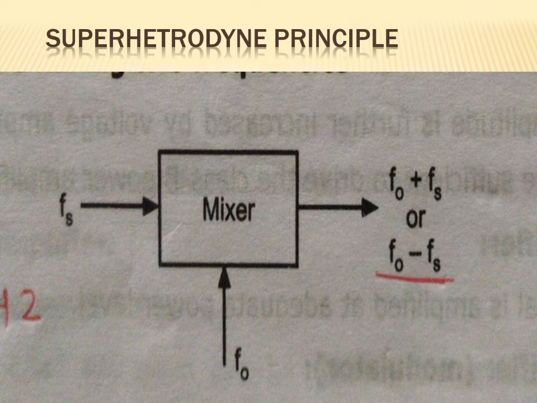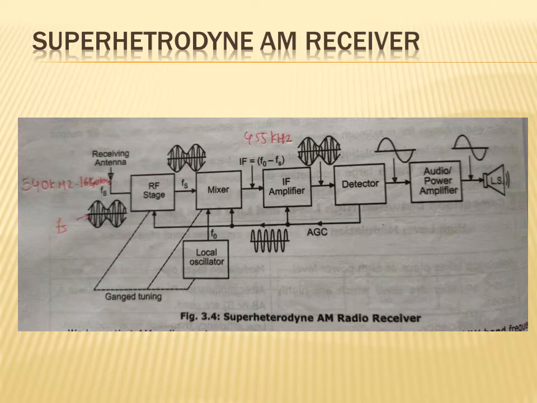Okay, so we will see the next point. The next point is the superheterodyne AM receiver. In this we are using different blocks like RF stage, mixer, IF amplifier, detector, audio power amplifier, and local oscillator. Okay, so first it is the receiving antenna.